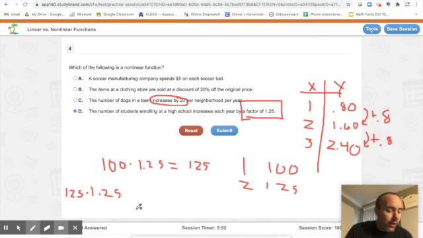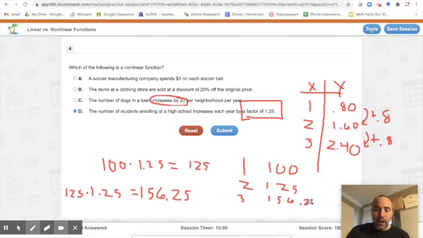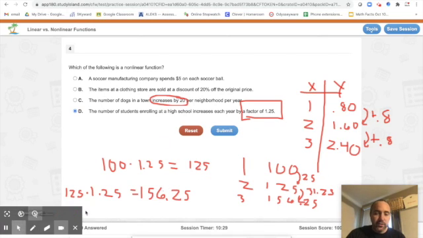So 125 times 1.25 is now 156.25. So on year 3, it's up to 156.25. And obviously, we would round that to 156 to account for whole people, not a quarter of a student. But if this went up by 25 again, we would be at 150. So it's actually going up by 31. So it's not going up by the same amount, technically 31.25. Because it's not going up by the same amount every time X increases by 1, it's not linear.